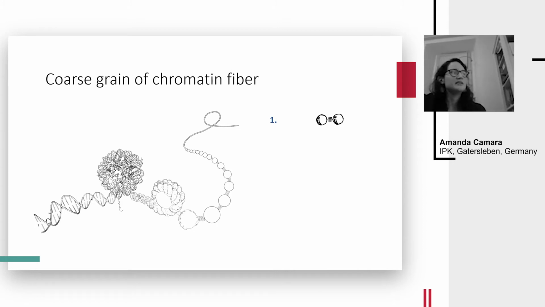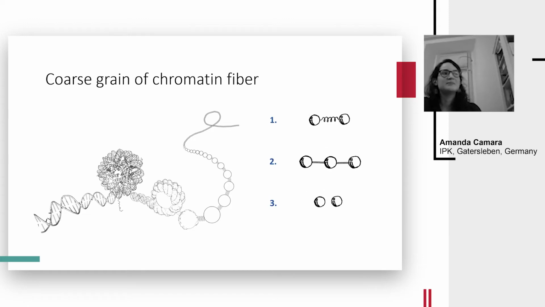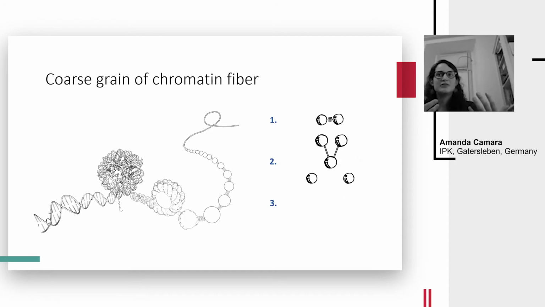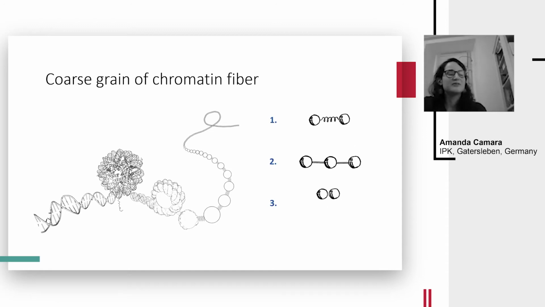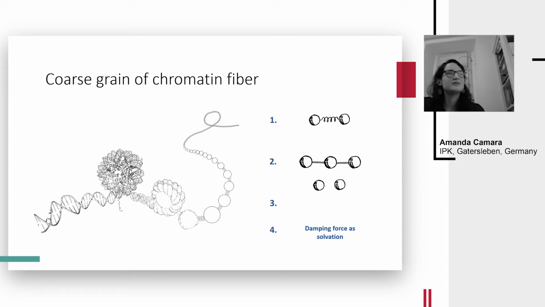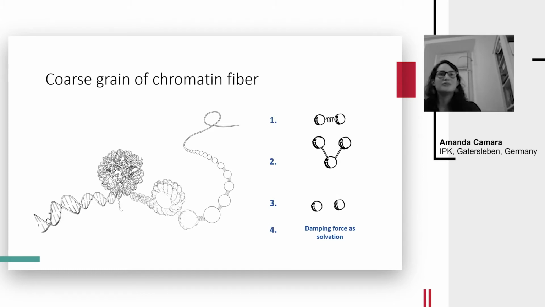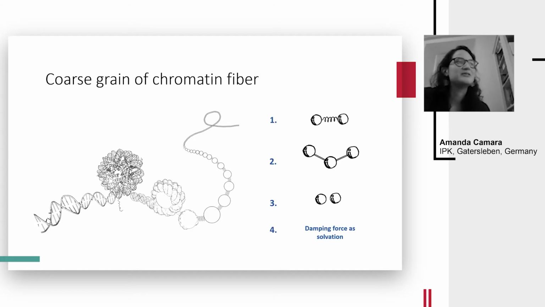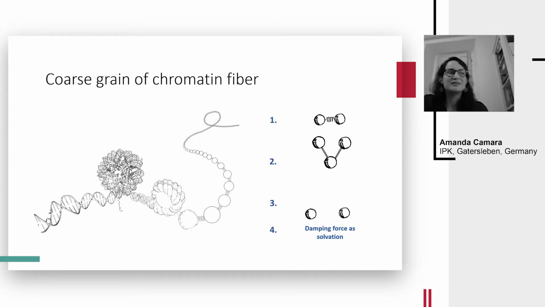One of them is the harmonic force between the beads. The second is that they are allowed to bend. And the third is a repulsion force between them, but we also consider that there are topoisomerases, and sometimes the chromatin fiber is allowed to cross itself. And the last force is a damping force mimicking the solvent surrounding it. So it's not a polymer in space, but it implicitly considers water and other solvent molecules.